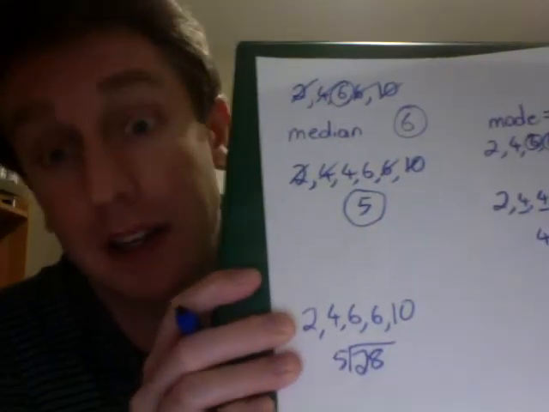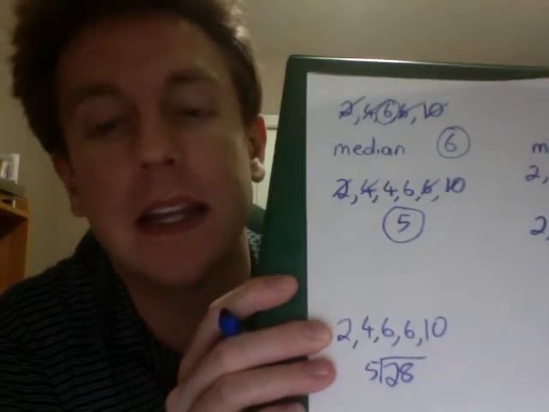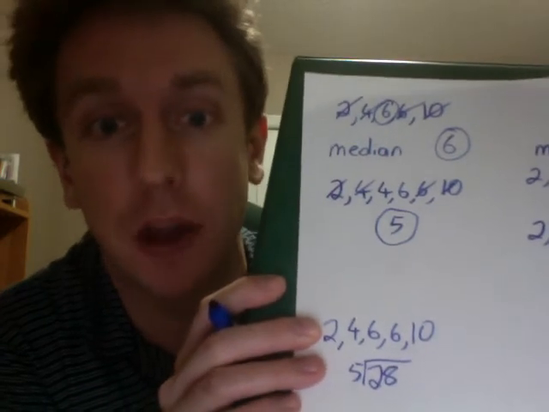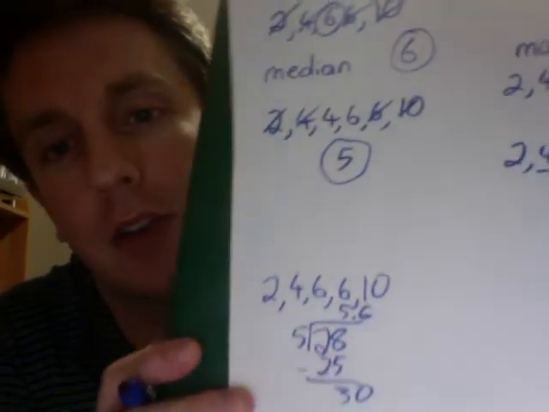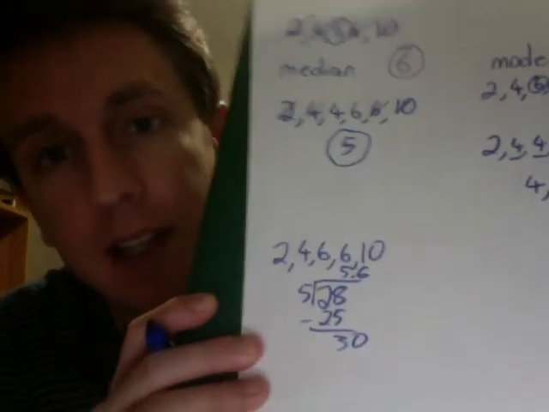So 2 plus 4 plus 6 plus 6 is 18, plus 10 is 28. Okay, so we have 28 divided by 5. You can tell 28 divided by 5 will be a decimal number, if you know your 5 times tables. So we're going to subtract the 25 here, so it's going to be 5.6. Okay, I love doing some manual division there as well as multiplication. So 5.6 is the mean.